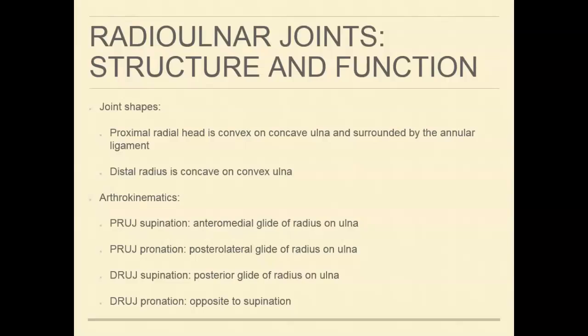The joint shapes for the radioulnar joints are as follows. The proximal radioulnar joint is a convex radial head moving on the stationary concave ulna. The distal radioulnar joint is a concave distal radius on the convex ulna. The arthrokinematics of the proximal radioulnar joint are an anteromedial glide of the radius on the ulna for supination, and a posterolateral glide of the radius for pronation. At the distal joint, it is a posterior glide of the radius for supination and a straight anterior glide for pronation.